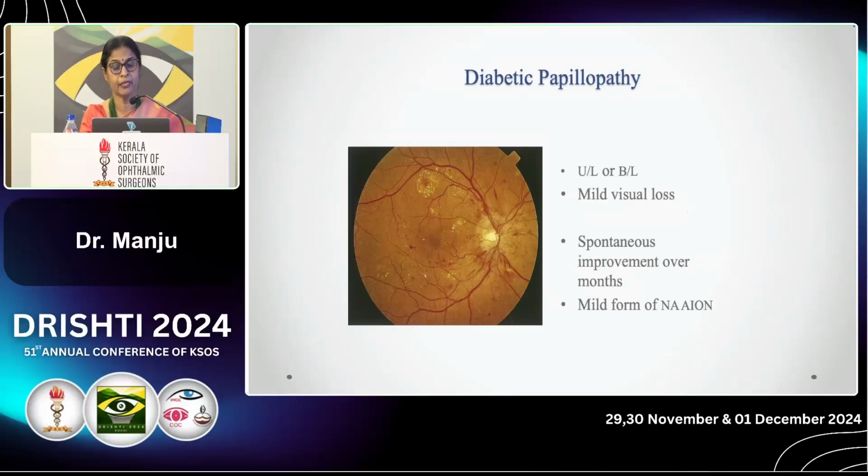Diabetic papillopathy usually presents as a mild visual loss. It may be unilateral or bilateral. You can see the disc is mildly hyperemic, and mild disc edema is seen along with features of moderate NPDR. Sometimes you can see telangiectatic vessels also on the surface of the disc. It's considered to be a mild form of NAION and usually spontaneously improves over the coming months.